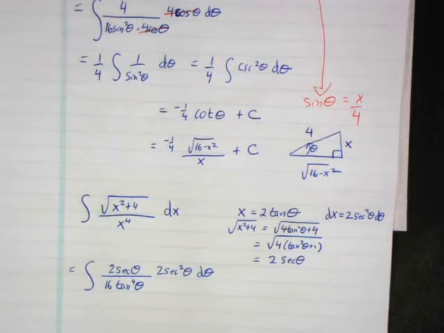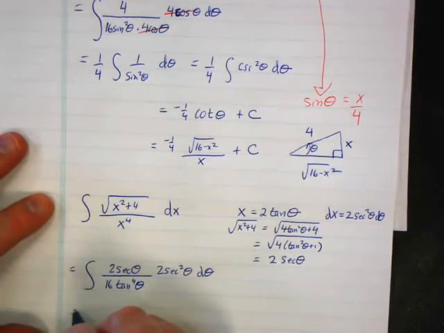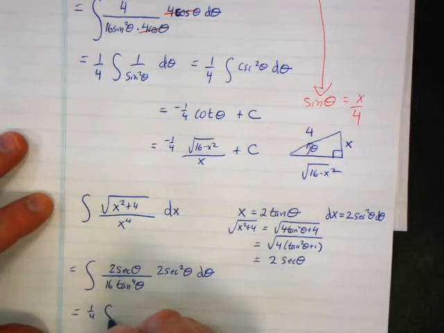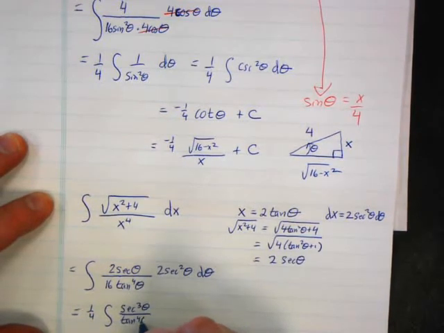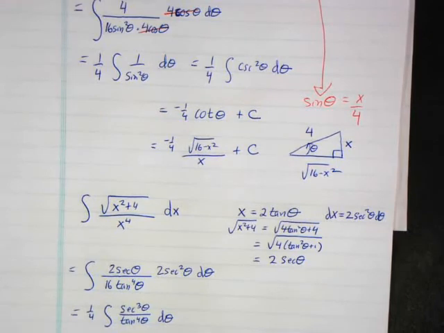All right, so simplifying a little bit, up on top, 2 times 2 is 4. 4 divided by 16, that's a 1/4. Integral secant cubed theta over tangent to the 4th theta d theta. All right, how do you integrate that?